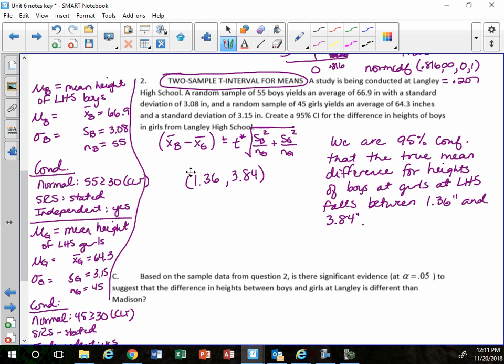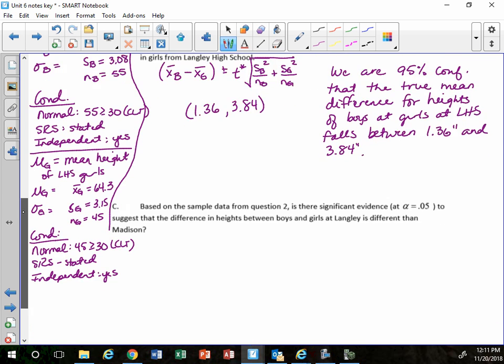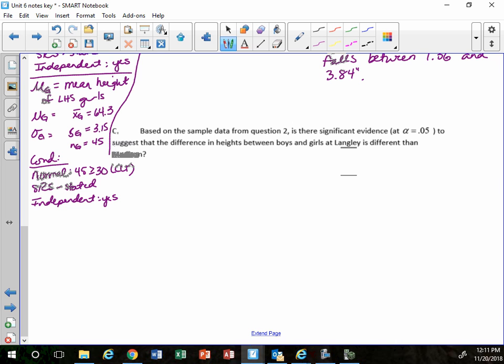All right, let's look at C. Based on our data from question 2, is there significant evidence at alpha equals 0.05 to suggest that the difference in heights between boys and girls at Langley is different than at Madison? What do you think we're doing here? Yeah, we're going to do a 2-sample t-test for means.